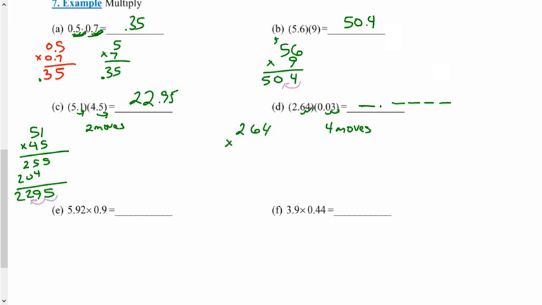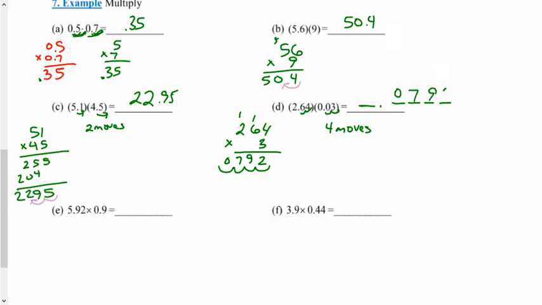264 times 3. I mean, you could do 0, 3, but why not just do 3? So that's 12. Carry the 1. 18 plus 1 is 19. Carry the 1. 3 times 2 is 6 plus 1 is 7. So that's 792. And then I've got to move the decimal back 4 places. So 1, 2, 3, 4, all the way to there.